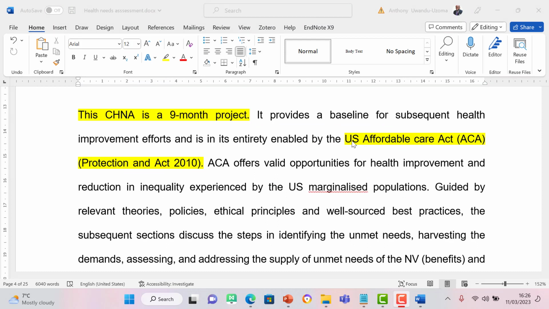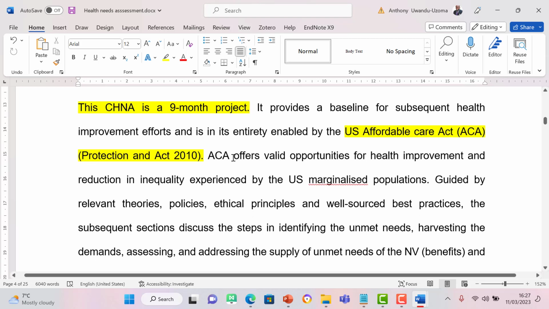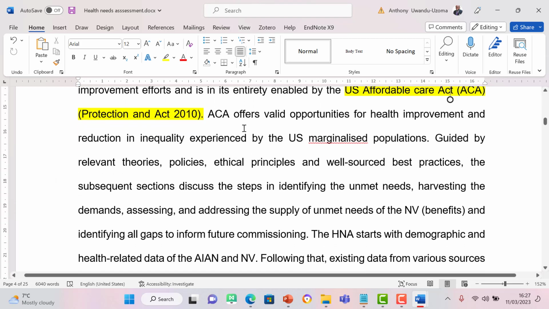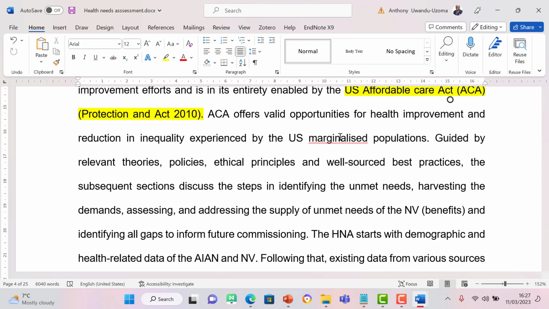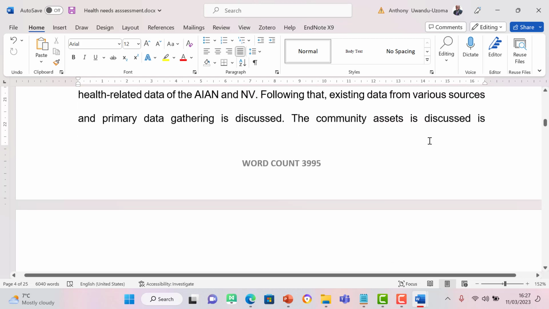So in this essay that is based in the US, you can see that the author highlighted the US Affordable Care Act as the legislation backing for the community health needs assessment. So it's important to identify a valid backing, all right, so that the marginalized population can be protected, so that the needs of the disadvantaged group can be brought to the public and services are tailored to address their needs. All right, so it's very, very important.